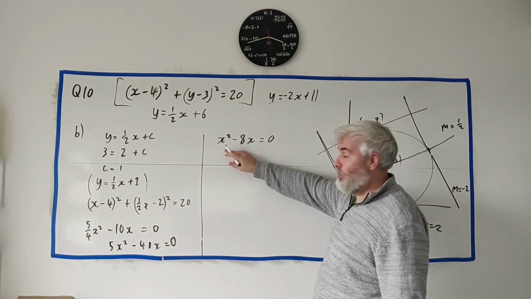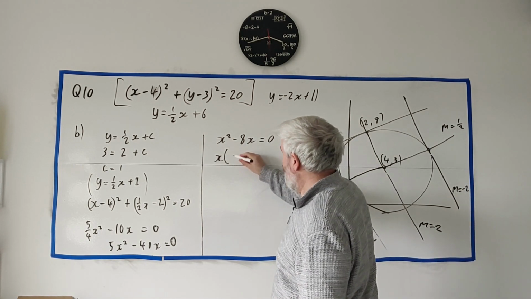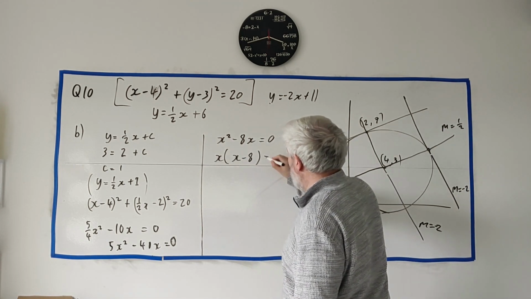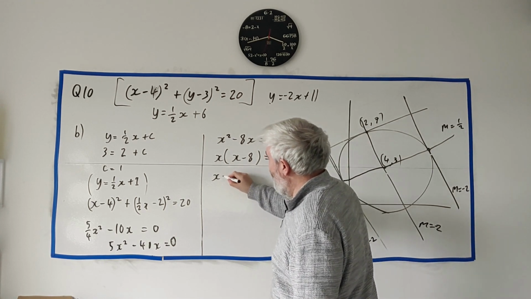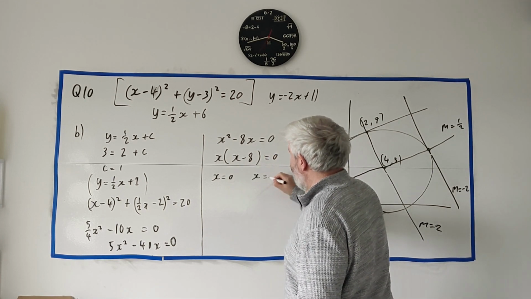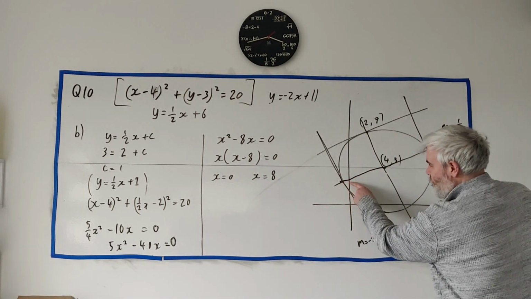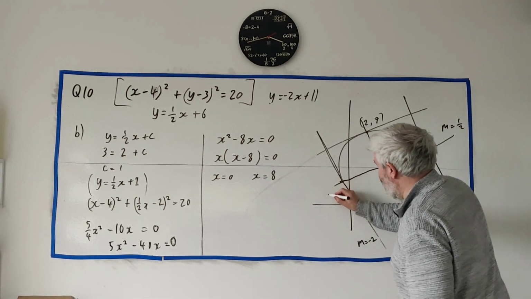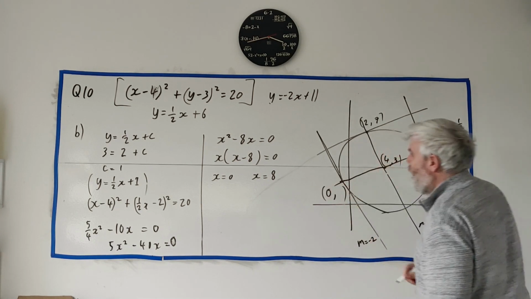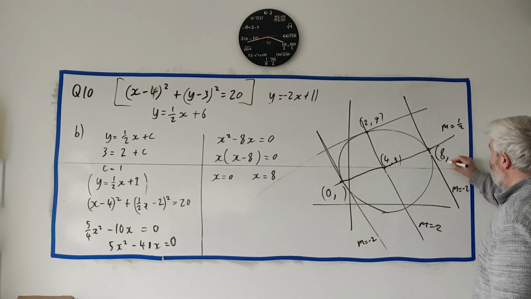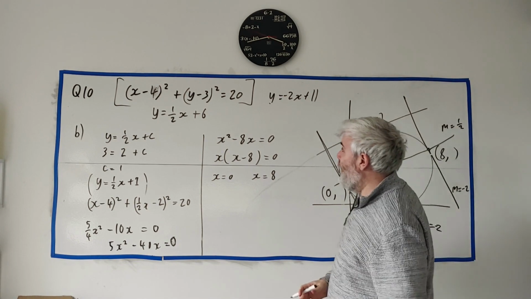We can factorize this. X comes out of both of them. X times (x minus 8) equals 0. So that means our answer is either x is 0 or x is 8. So remember, that's two different points. Oh look, this should be right on the line here. So this point is 0 something, and this point here is 8 something. Need to find out what y is.